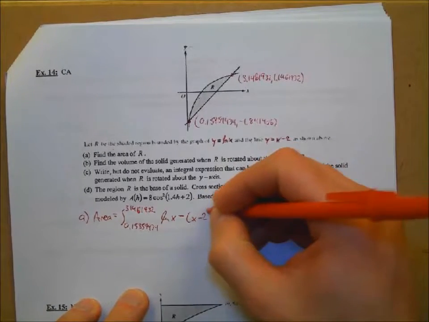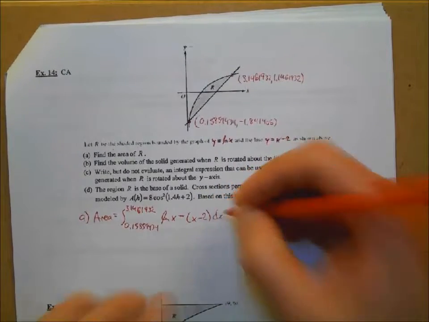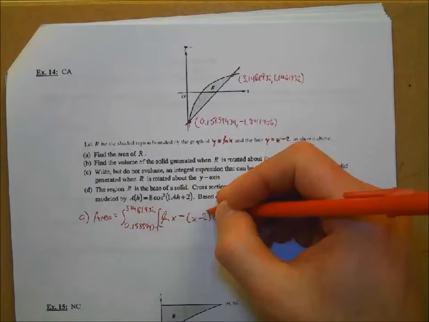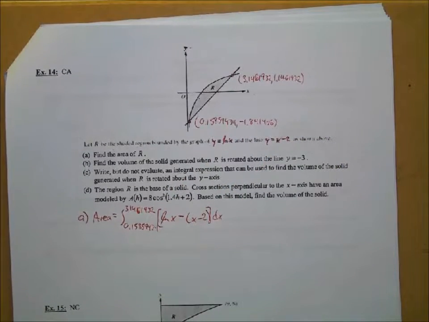Okay, make sure you put parentheses around that x minus 2 because it's the quantity there. Okay, and now we can just go back to do math 9. Now we have our setup.